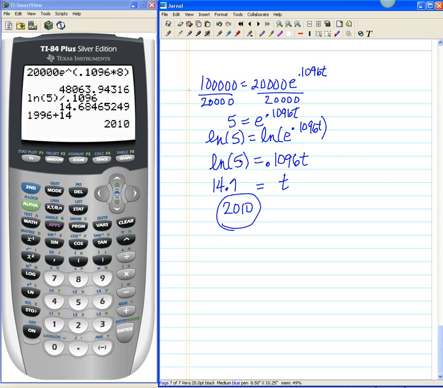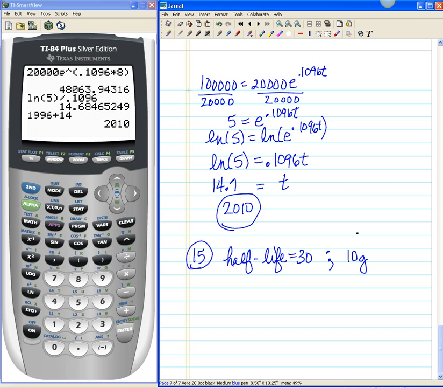Now let me look at one like number 15, radioactive cesium. The half-life of cesium-137 is 30 years. Suppose we have a 10-gram sample. Find a function that models the mass remaining after t years. So if we know the half-life is 30 years, and we know that we start with a 10-gram sample.